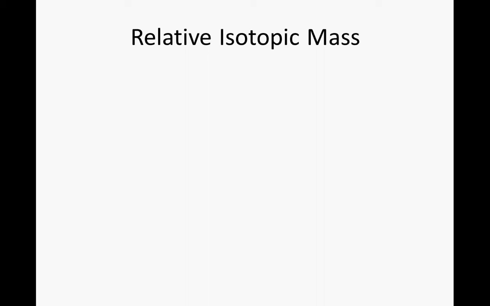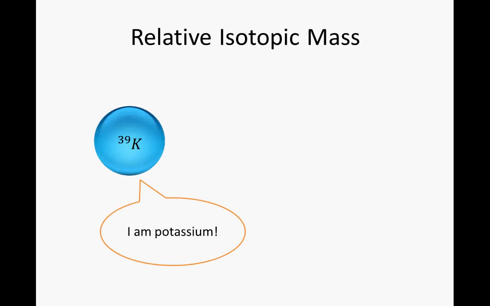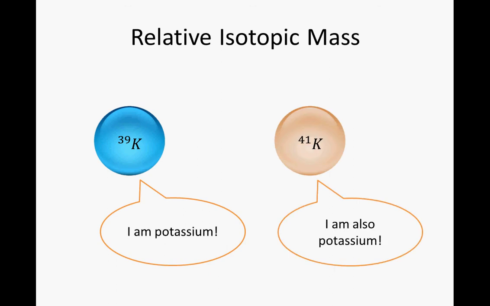So first of all, the first topic is about relative isotopic mass. If you remember, in this world, there are a lot of elements. Take this as an example. Potassium is one of the elements, and not all potassiums have the same mass. This is one kind of potassium atom. We call it potassium 39. Another one is also a potassium atom, but the mass is different. It is potassium 41.